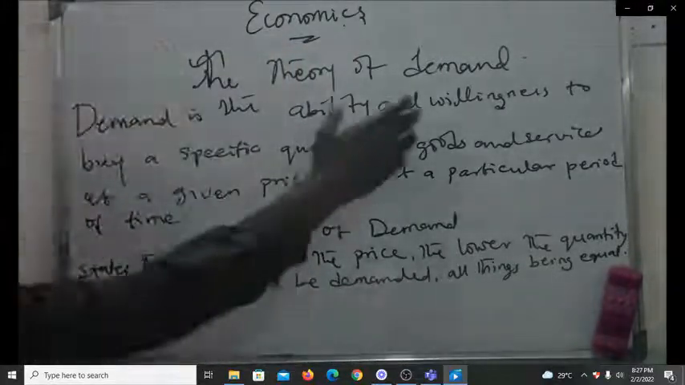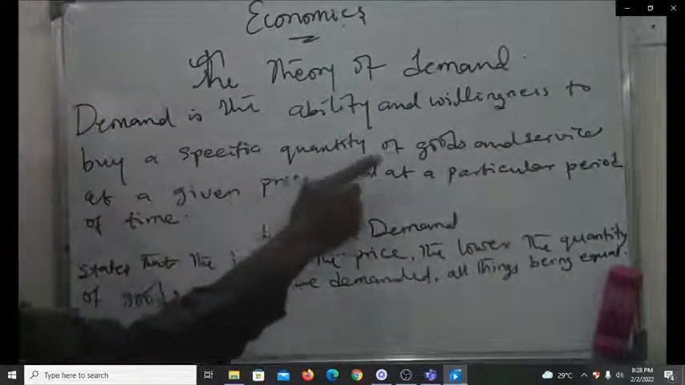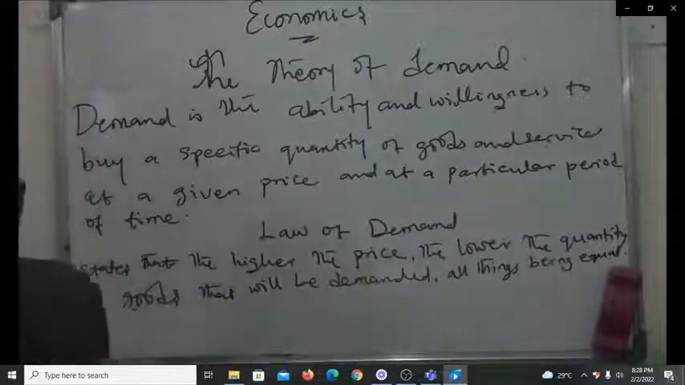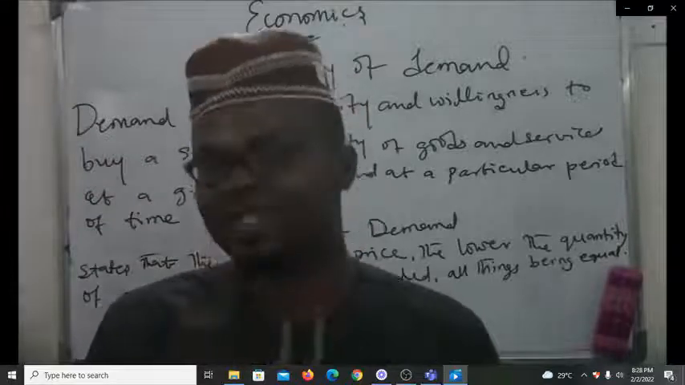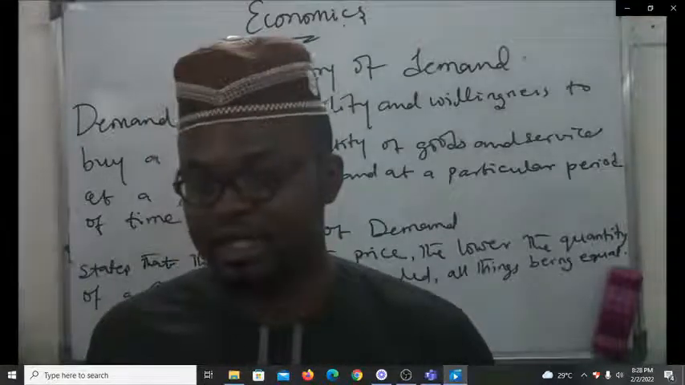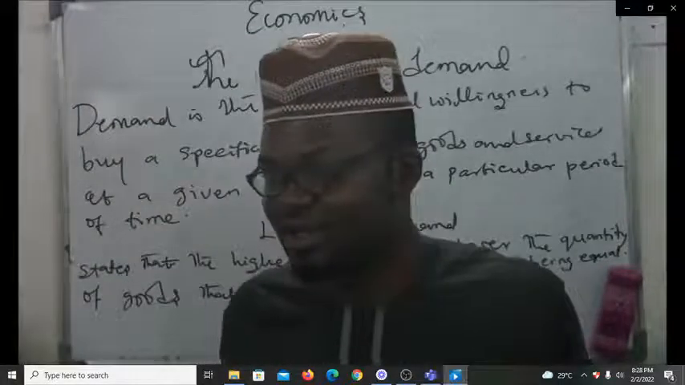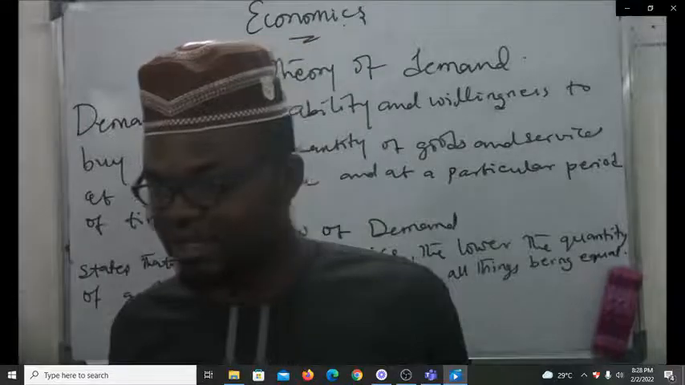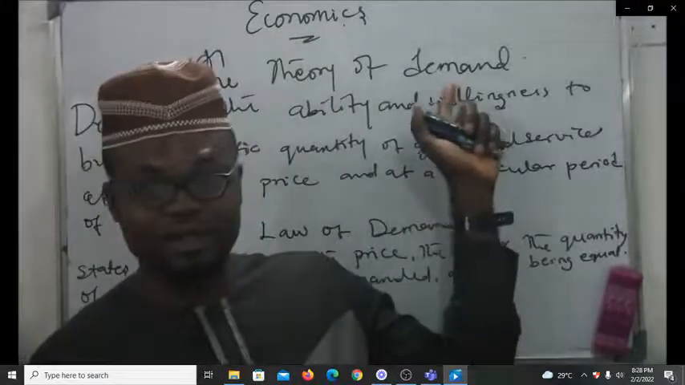Is that clear? So what is demand? We say that demand is the ability and willingness to buy a specific quantity of goods and services at a given price and at a particular period of time. Your ability and willingness. If you're not able, then it is not demand. Like now, you might be willing to have a duplex, a Lamborghini, to drive a Ferrari. You wish to have all those things. But once you don't have the money to get them, then you're not making any demand for it.